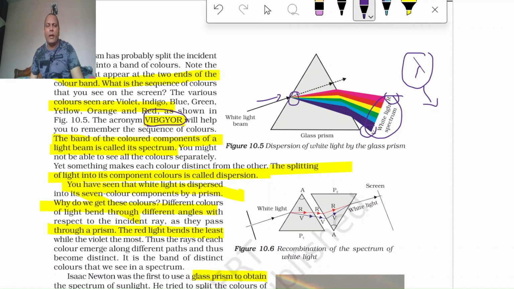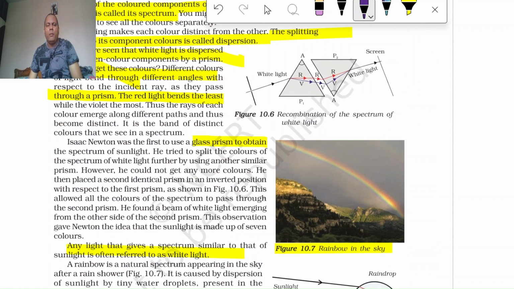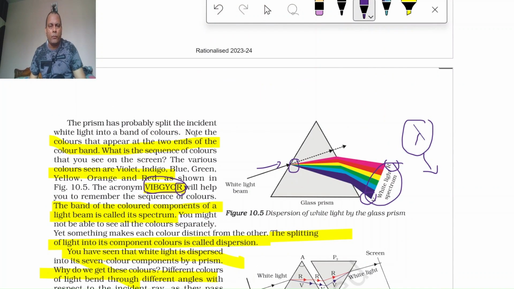The first is violet and the last is red. O is orange, Y is yellow, G is green, B is blue, and I, we'll discuss that also, the color names. But these are the actual colors of light. The prism splits the incident white light into a band of colors.